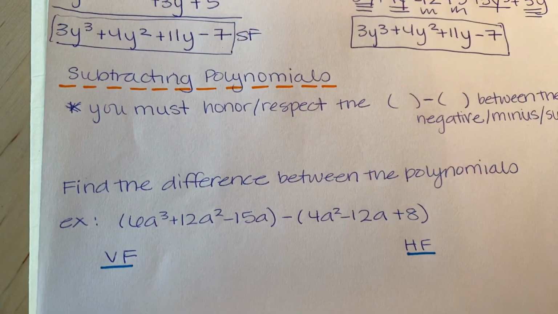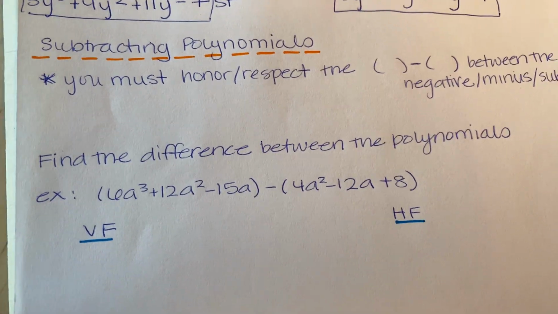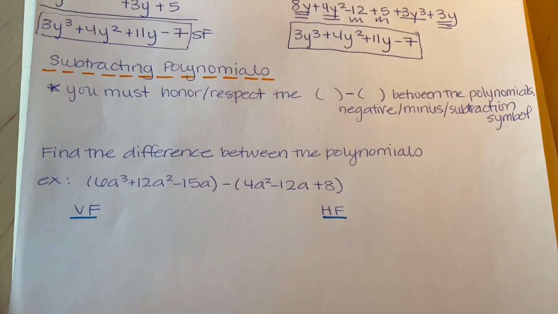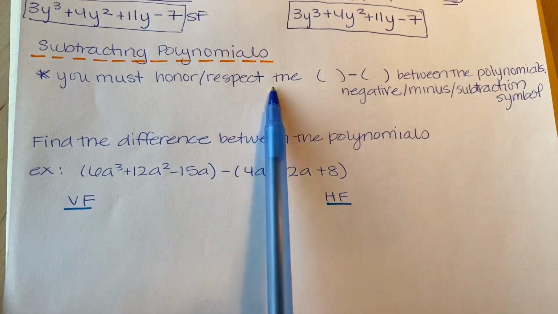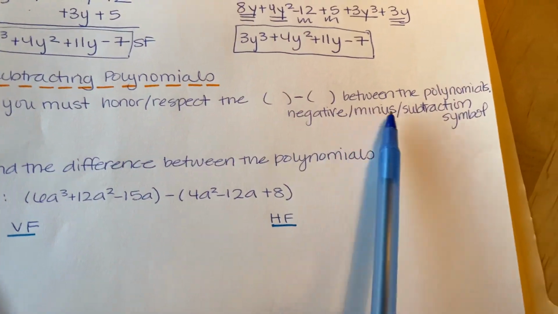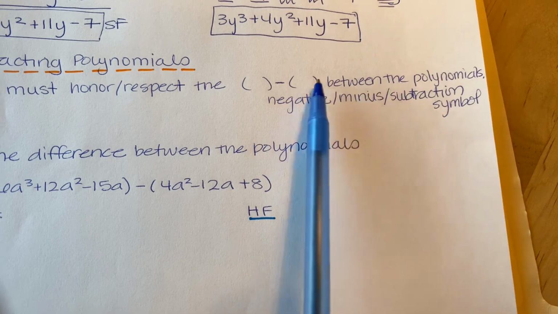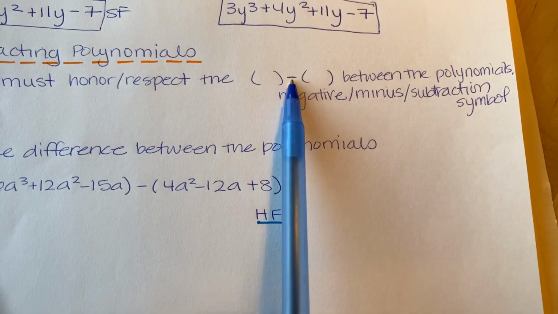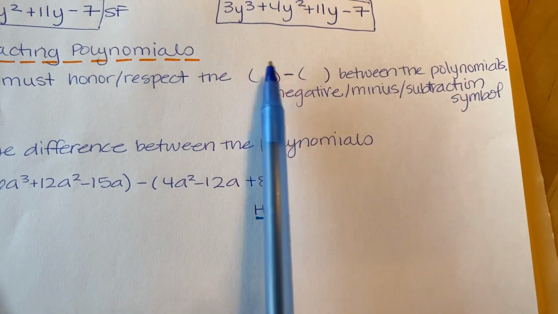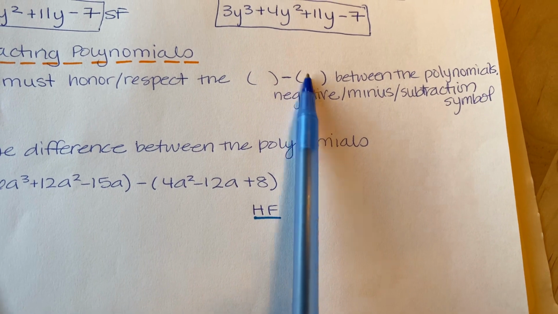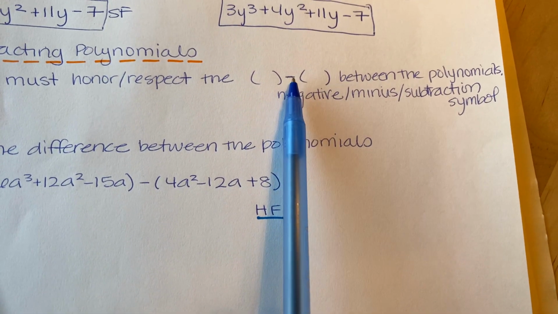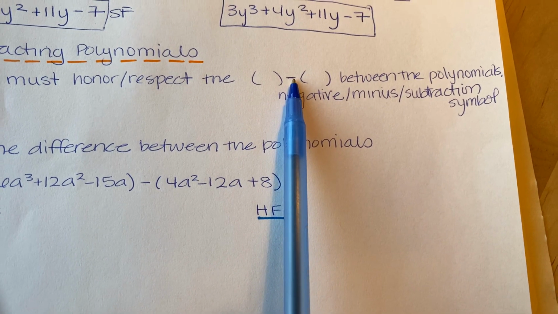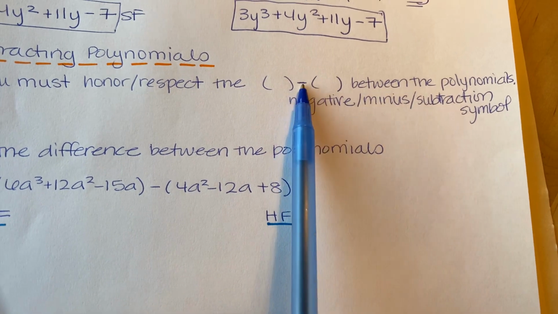Okay, let's subtract. I know this video is long, but I don't feel like stopping it and then creating another video. Okay, subtracting polynomials. You must honor, respect this negative, minus, subtraction symbol between your grouping symbols or your parentheses. So remember, this is going to be a polynomial. This is going to be a polynomial. That negative, minus, subtraction symbol in between the polynomials must be honored.